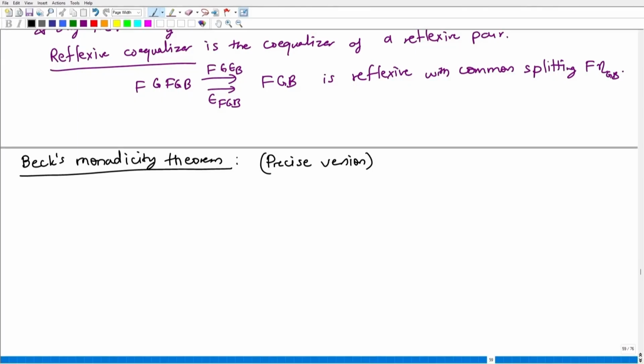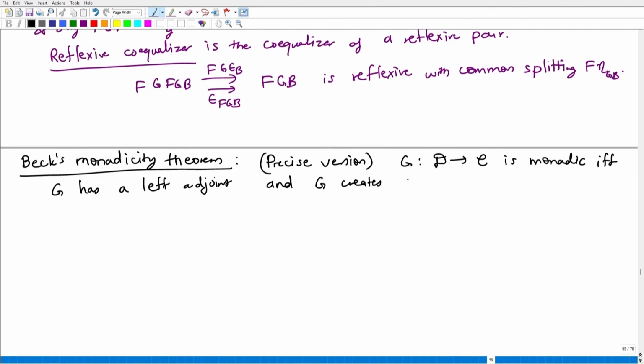So the precise version says that G from D to C is monadic if and only if, first of all, G must have a left adjoint, otherwise we can't even talk about a monad. So G has a left adjoint, and G creates coequalizers of G-split pairs.